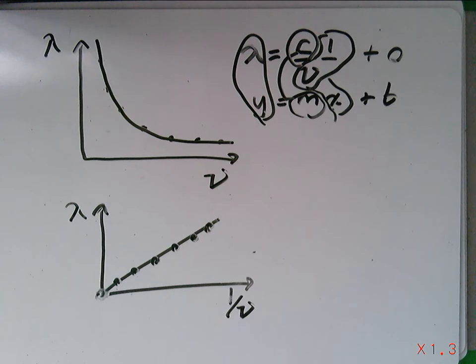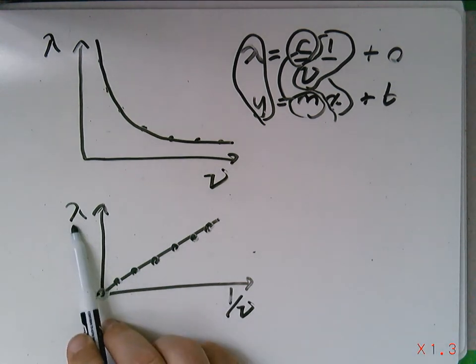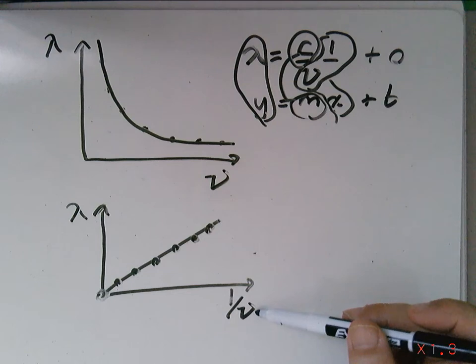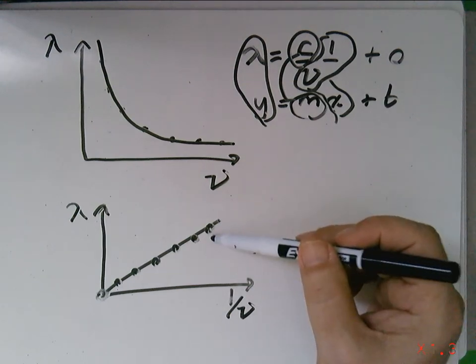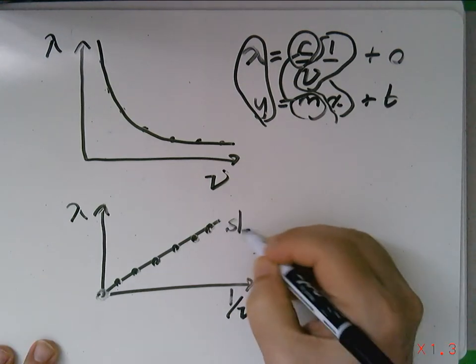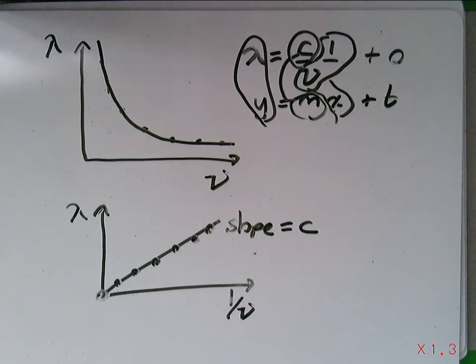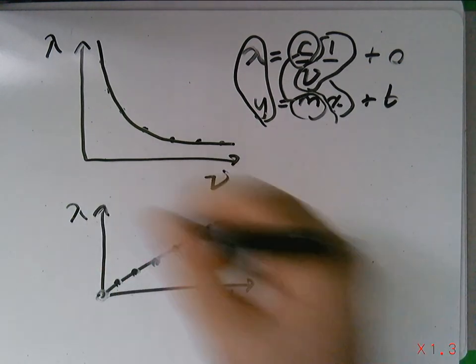So what does that do for me? If I look at this graph, it gives me a way to experimentally measure the speed of light. If I collect some wavelength data as my y, and I collect some 1 over frequency data as my x, I can fit a line to this, and the slope of the line is the speed of light. So I can get the speed of light experimentally then, if I can measure these two things independently of each other.